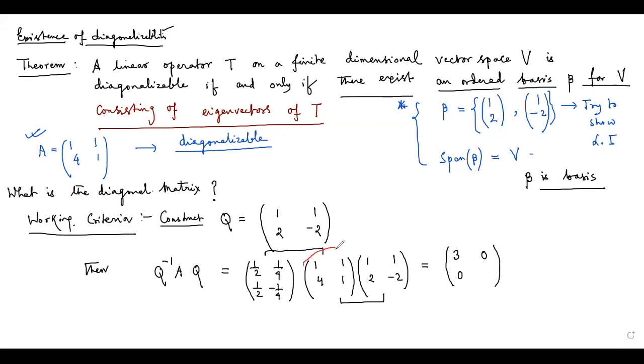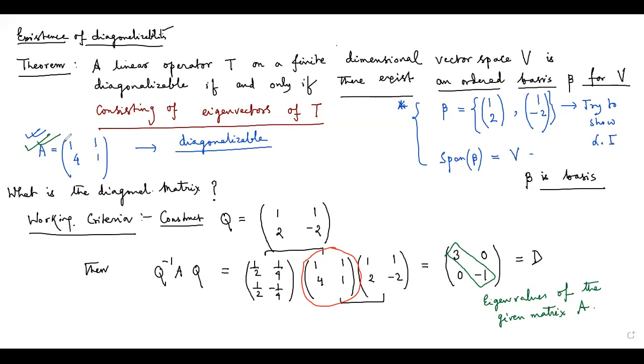So 3, minus 1. You see the resulting matrix is a diagonal matrix. And very interesting to show is that since this matrix is diagonalizable, its diagonal representation is this one. And in the diagonal matrix, the diagonal elements represent the eigenvalues of the given matrix A. Very interesting connection.